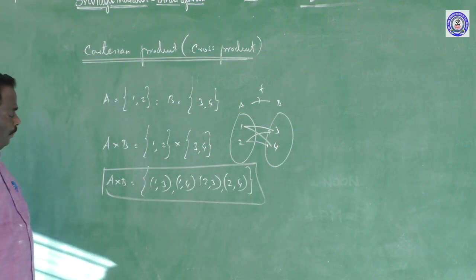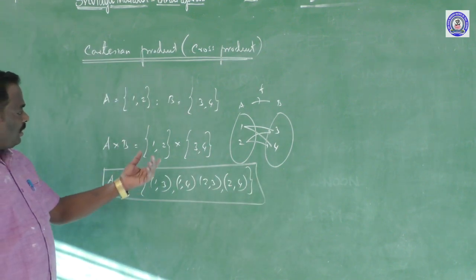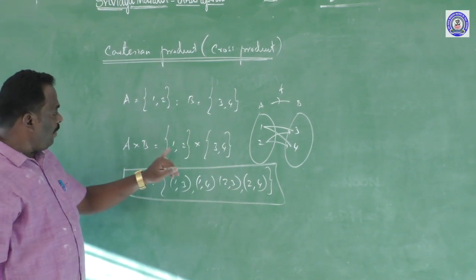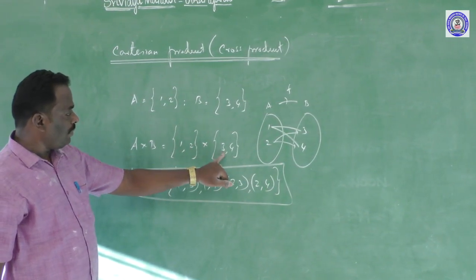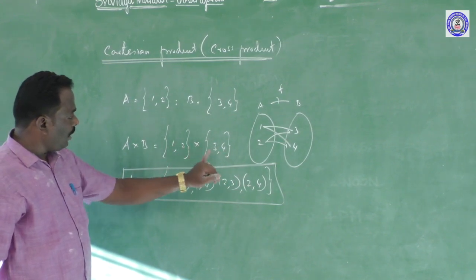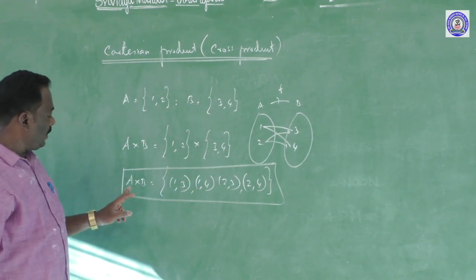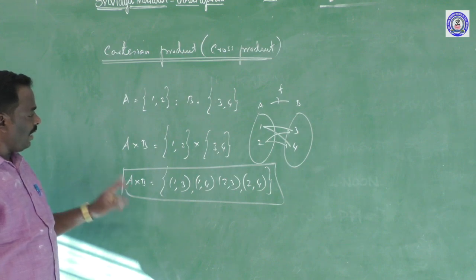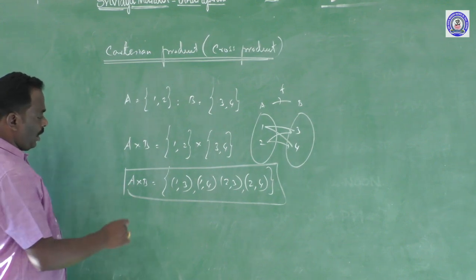A cross B is called an ordered pair. The first element is from the first set and the second element from the second set: (1, 3), (1, 4), then (2, 3), then (2, 4). And this is called the Cartesian product of A cross B. And now, what is it?